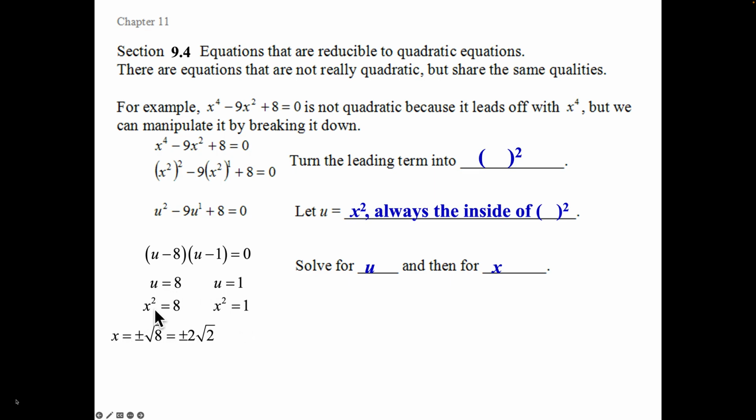Take the square root of both sides. You get the square root of 8, which is 2 times the square root of 2. Remember, that's 4 times 2, and the square root of 4 is 2. Always a plus or minus here. x squared equals 1. Take the square root of 1 as positive or negative 1. There's your 4 answers. Remember, x to the 4th, at most 4 answers.